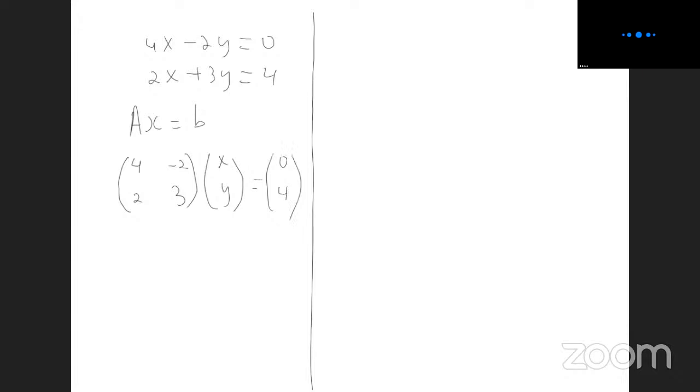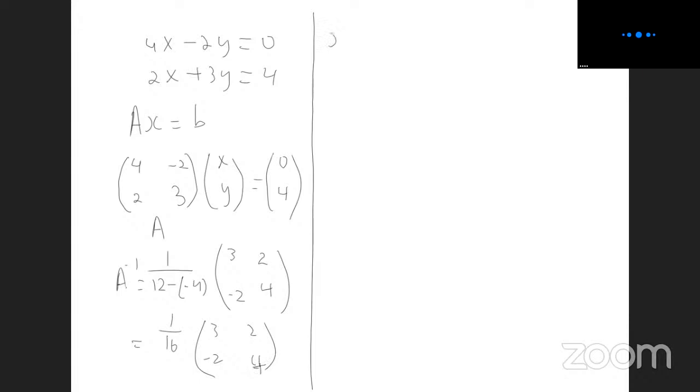Okay? Next step is what? Next step is to take A and find the inverse of A. So the inverse of A is 1 over the determinant, which is 4 by 3 minus 2 by 2, which is 16. And then you switch around the 3 and the 4, and you put a minus by the 2s. So we'll end up with 1 over 16 times 3, 2, minus 2, 4. Next part, to find X, you multiply A inverse by B.